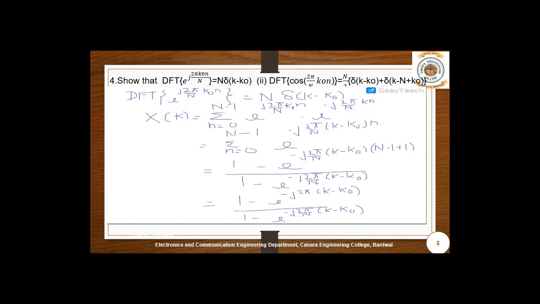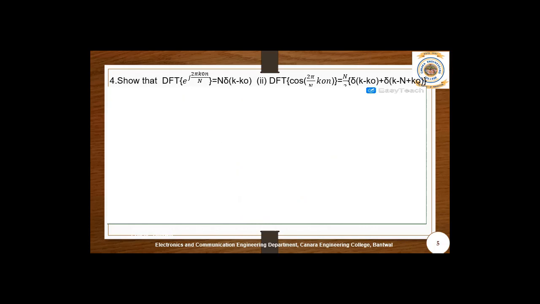We have to consider two conditions. First condition is when k is equal to k naught. When k equal to k naught, then x of k is given by summation n value varying from 0 to n minus 1 of 1. That gives us n minus 1 plus 1, that is equal to n. Second condition is for all other values of k which is not equal to k naught.